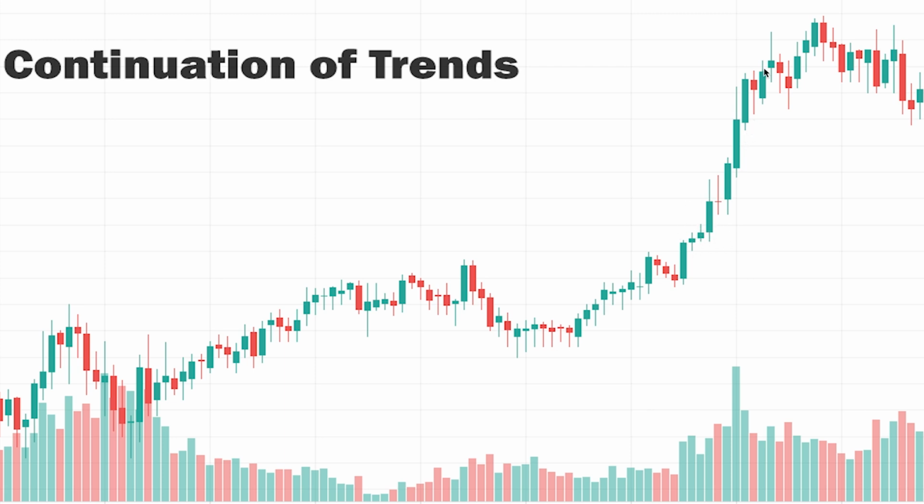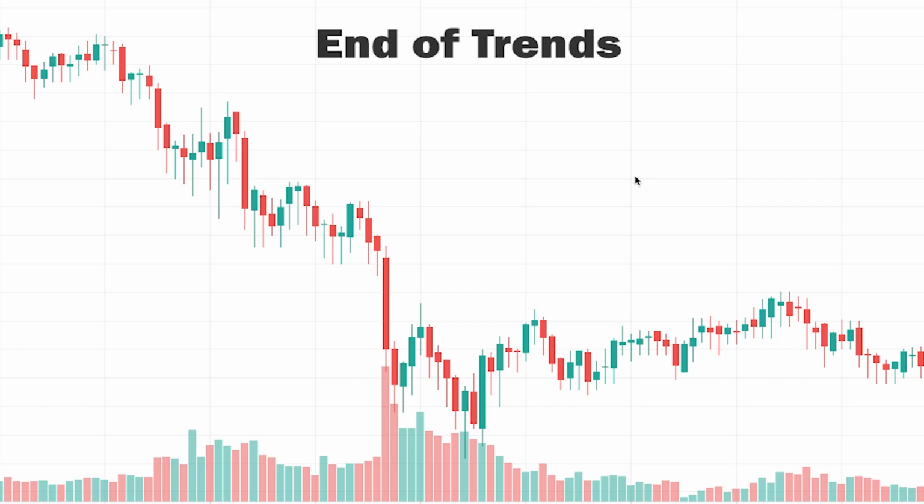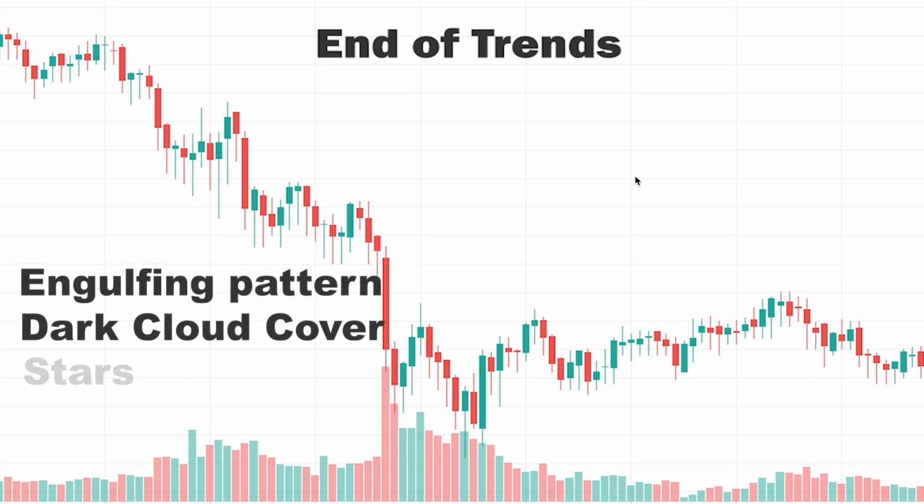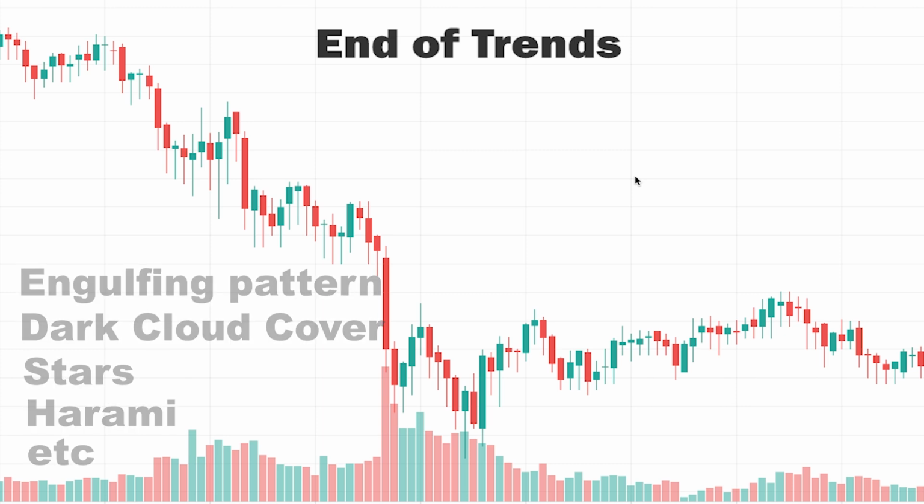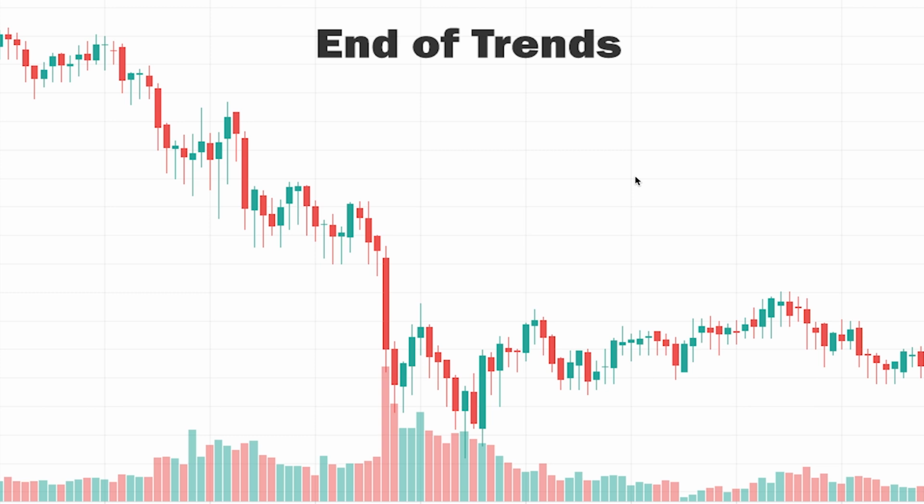To know the complete list of continuation patterns and how to correctly identify them on the chart, make sure you check my tutorials later. The next use case of candles and candlestick patterns is identifying changes in the direction of the market, and for this purpose we have many patterns like engulfing patterns, dark cloud cover, stars, harami, and many more. These types of patterns show the possibility that the current trend may stop and the price may reverse, or the price may go to a trading range.